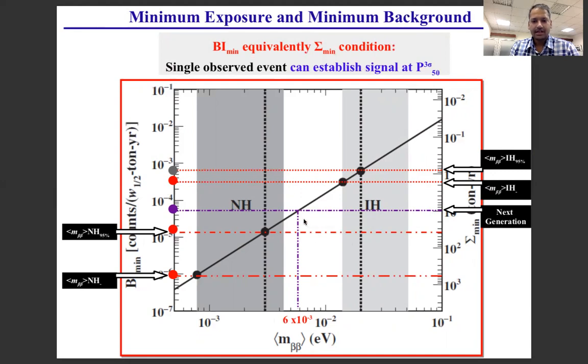They can start entering the normal hierarchy by reducing the background to the order of 10⁻⁴, and to cover the inverted hierarchy the background should be around 3 times 10⁻⁴, and to cover the normal hierarchy the background should be around 10⁻⁶. Of course, achieving this background is challenging, but it would reduce the requirement for very costly exposure, which is around 500 ton-year. In the presence of higher background, experiments will need even more than 1,000 ton-year of exposure.